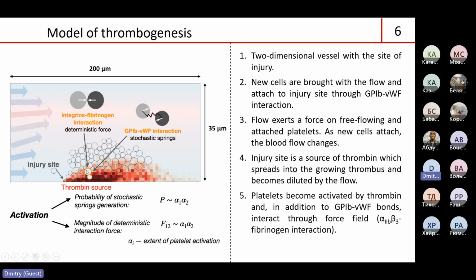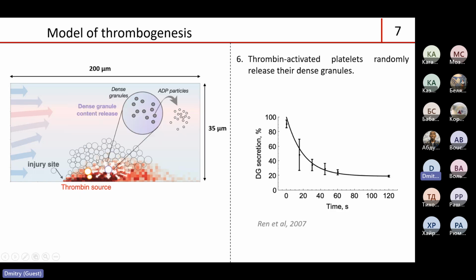For example, in this thrombin map, which is shown here, we see that platelets become activated by thrombin, and in addition to the stochastic bonds, we also have deterministic interactions with a Morse potential, and these parameters of platelet activation are determined by local concentrations of thrombin.